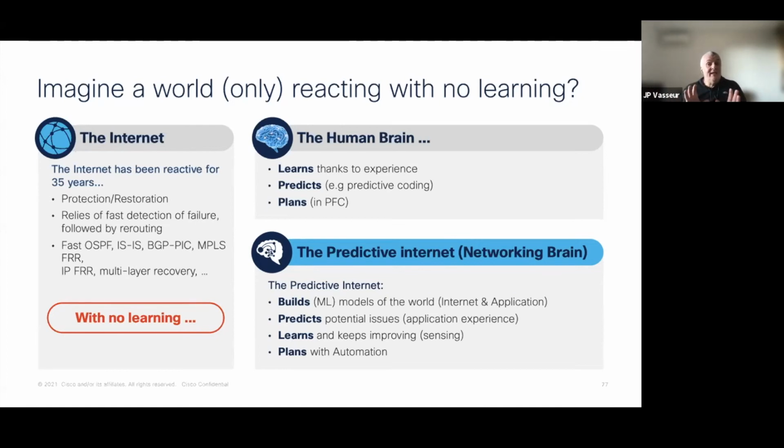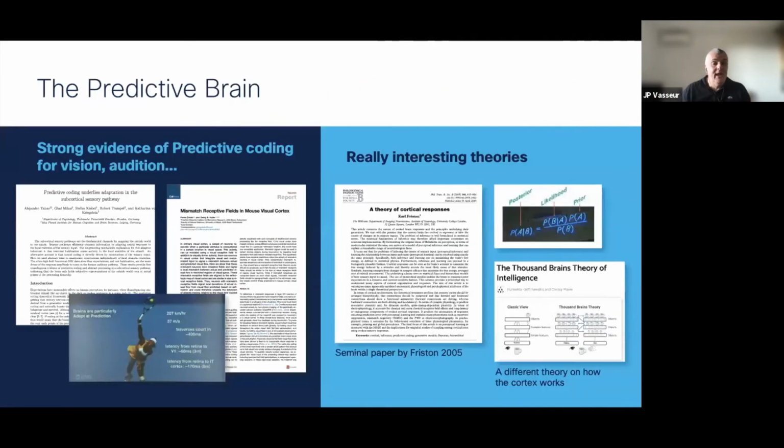Still, the predictive internet is exactly that. What we want to do is have a model to understand the world. In our case, this is the internet. We want to be able to predict some issues, especially the application experience issues. And you want to learn and keep improving, thanks to sensing. And the sensing that the human brain uses, such as touch and vision and hearing, here is going to be the telemetry. And of course, with that, you can start to do some planning, and planning is done with automation.